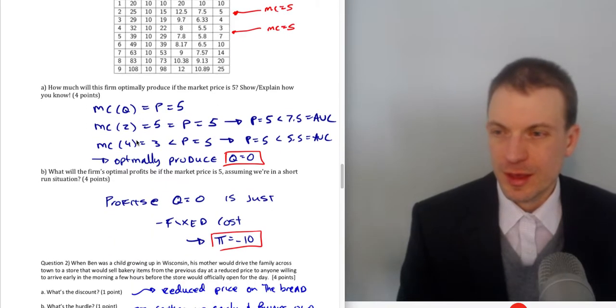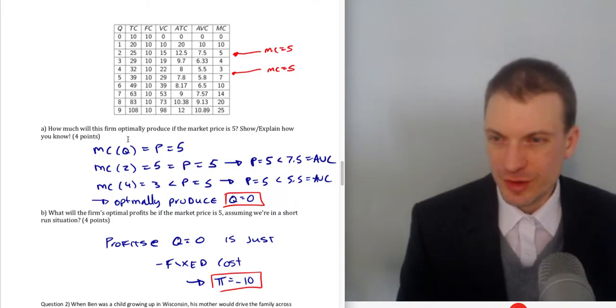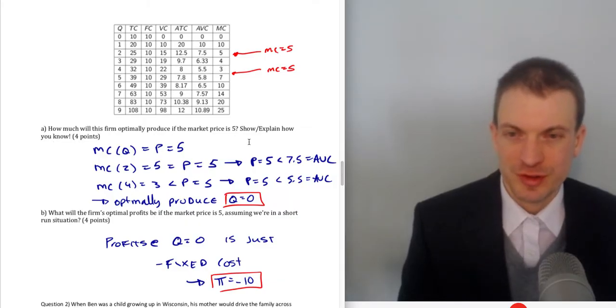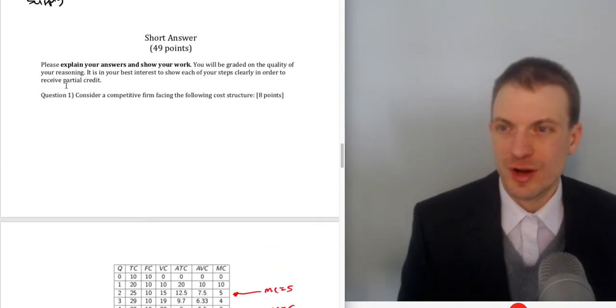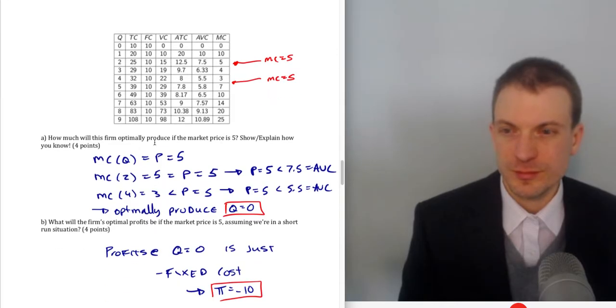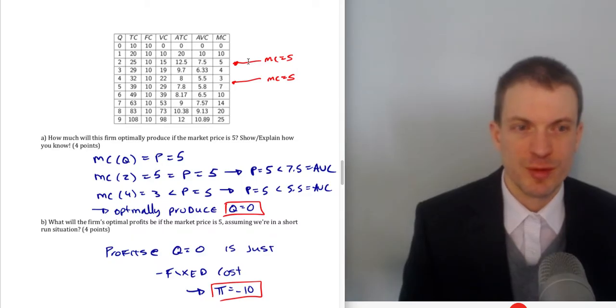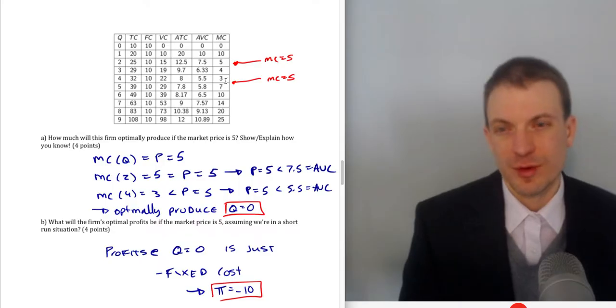So, okay. How will this firm optimally produce if the market price is 5? Show, explain how you know. Oh, so this is short answer. Consider a competitive firm facing the following cost structure. How will they produce if the market price is 5? So we go to see where marginal cost is 5. We're going to produce where our marginal cost is equal to our market price. That happens in 2 places. It happens here if I produce an output of 2. It happens here if I produce an output of 4.